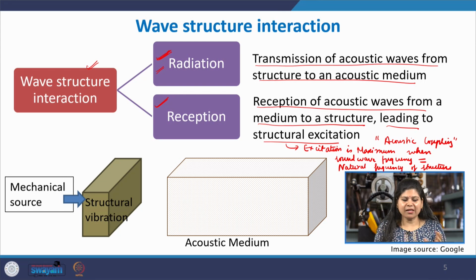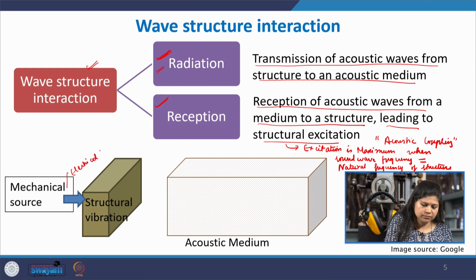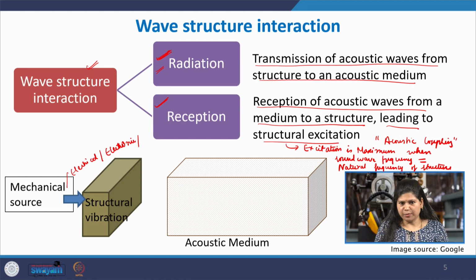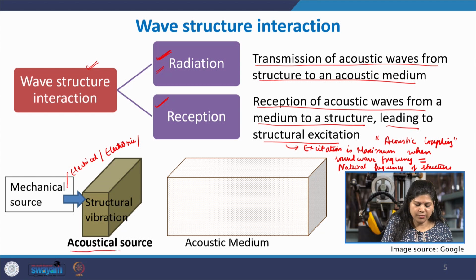So, due to some mechanical source, it can also be an electrical or electronic source, the structure can be set into vibration. That is not of concern here in this course on noise control. So, due to some source, the structure has been set into vibration. Now, this structure, once it is set into vibration, becomes an acoustical source, because now it becomes the source of creating sound waves or acoustical waves.